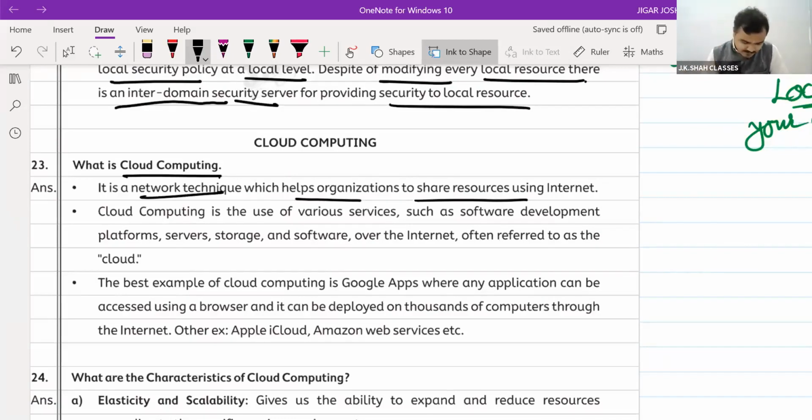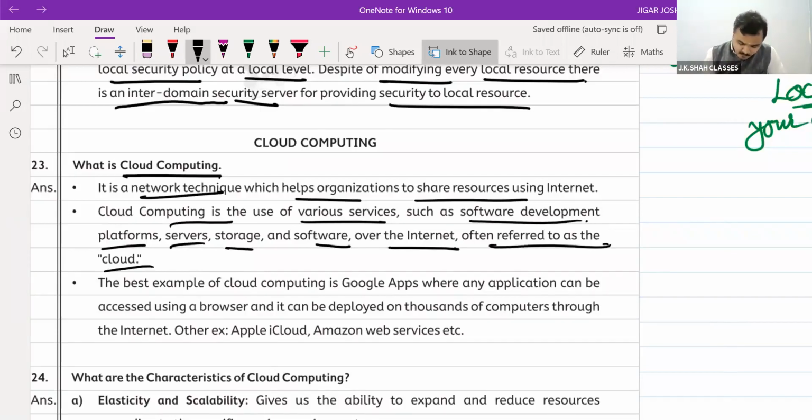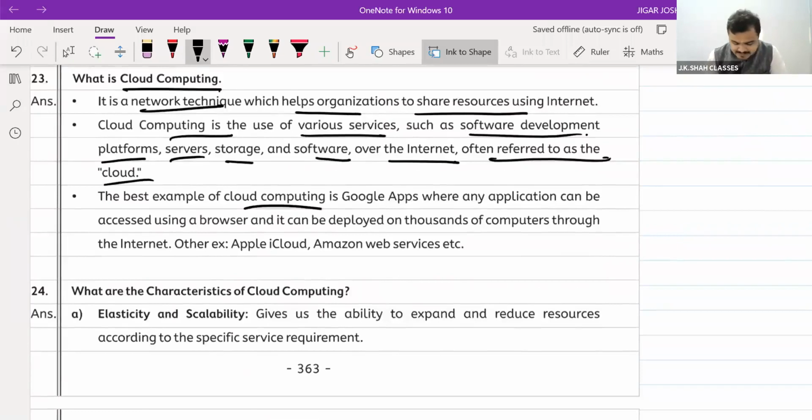Understood? Yes. Cloud computing uses various services, people, like software development platform. This will come later on. I will explain you at that time. Relax right now. Server, storage, software over the internet, often referred to as a cloud. The best example of cloud computing is the Google app, where any application can be accessed using the browser and it can be deployed. Deployed means installed, on thousands of computers through the internet. Agree with me? Yes, sir.